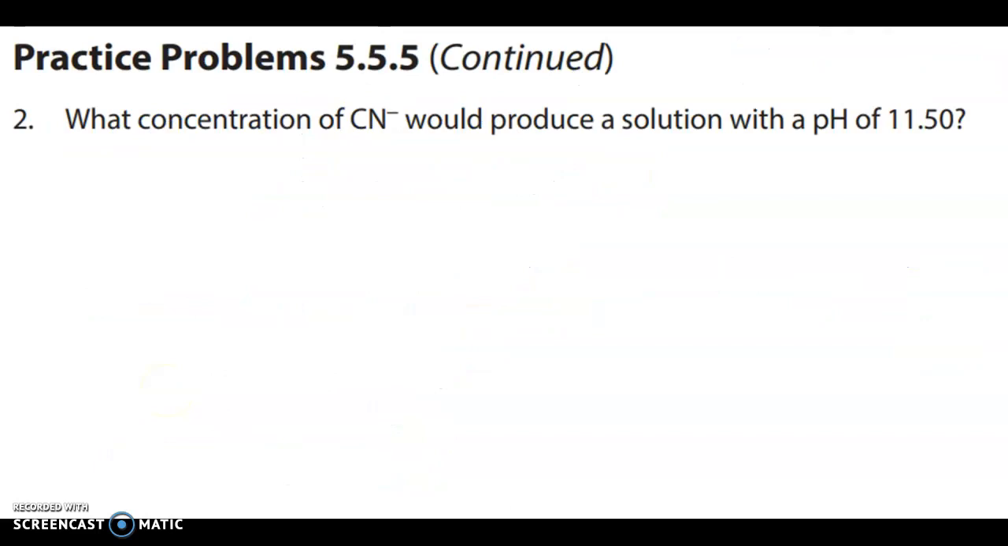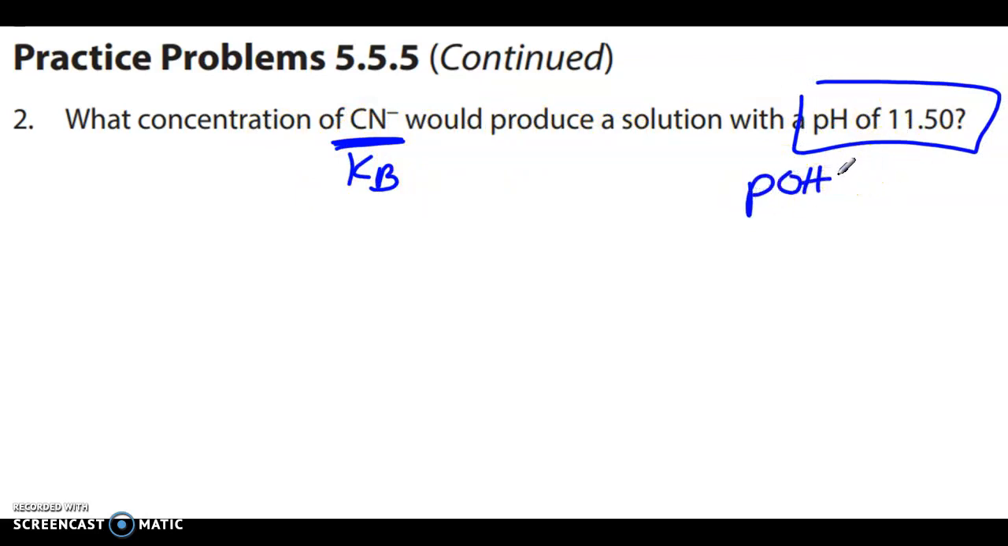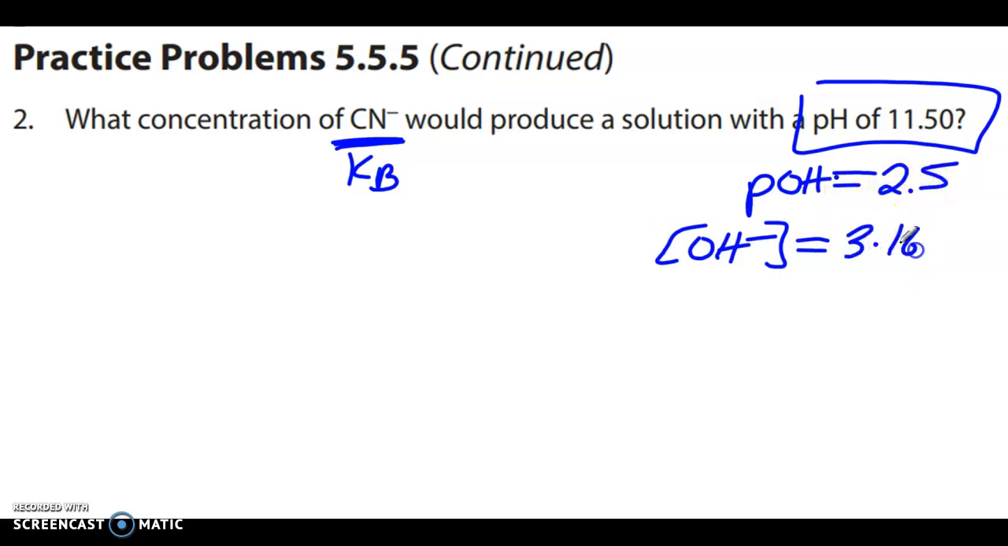Okay, so here, very similar. We want what concentration of this? This is the conjugate base. In this case, we are not given the Kb, so we're going to have to calculate that. But we're told what the pH is, which means pOH is 2.5, so our hydroxide, 10 to the negative 2.5, is 3.16 times 10 to the negative 3 moles per liter. Before we can do this, the conjugate of this as an acid would be HCN, right?